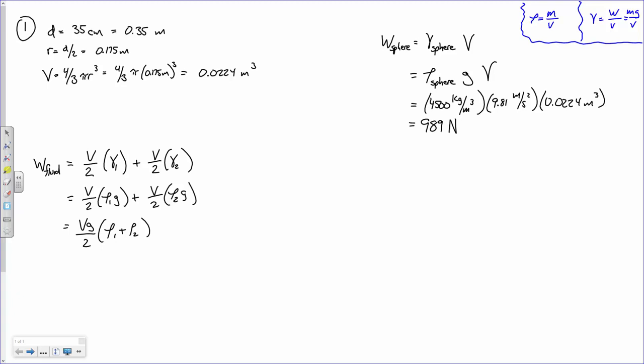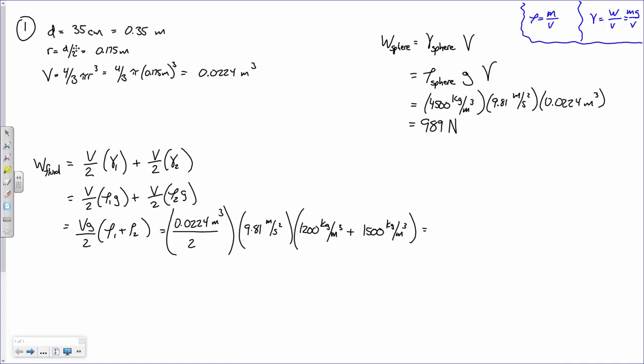Okay. So now we can start plugging and chugging. So we have 0.0224 cubic meters over 2, times 9.81 meters per second squared. And then, what are our two densities? 1200 plus 1500. And so that equals what? 297. Do I have a second on that?